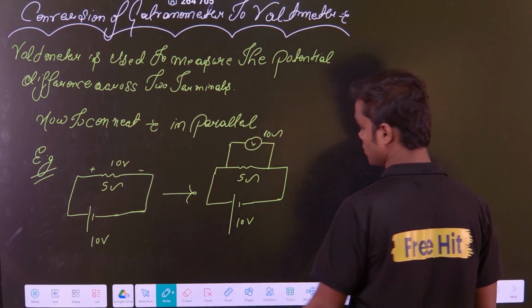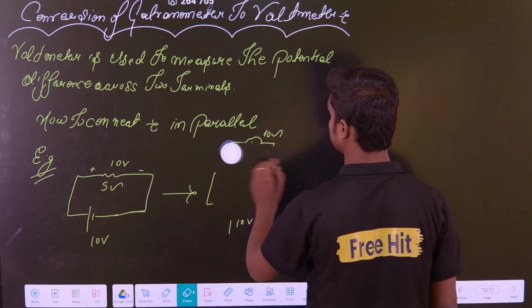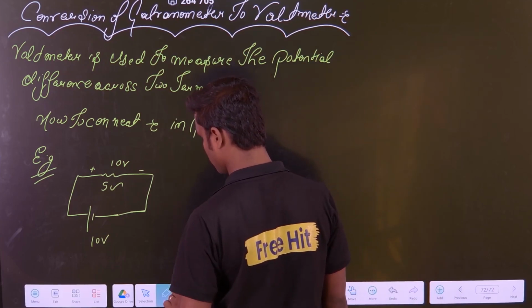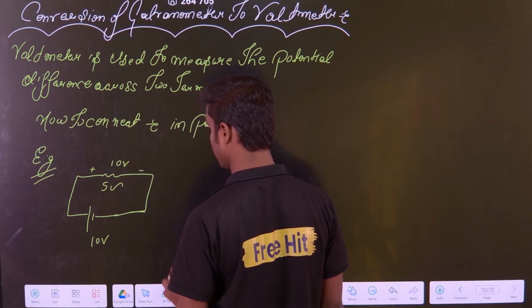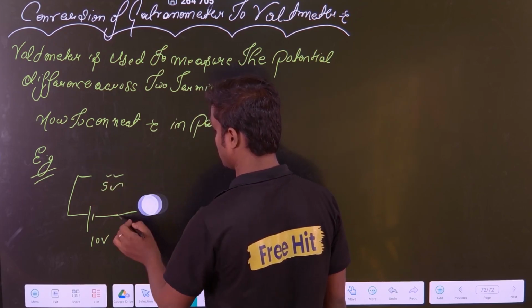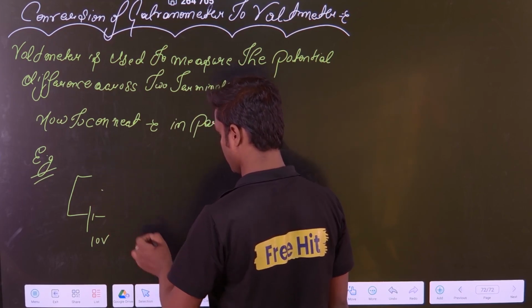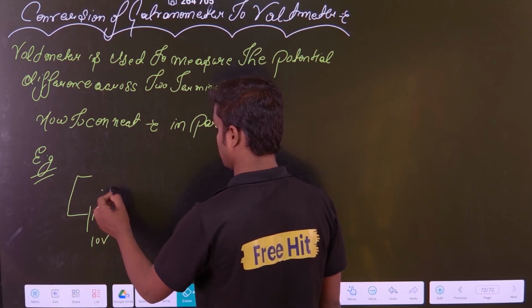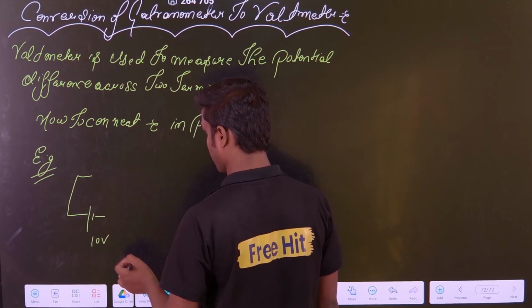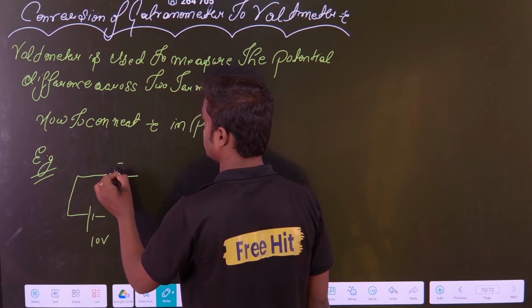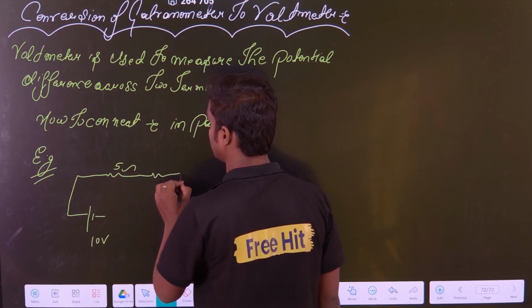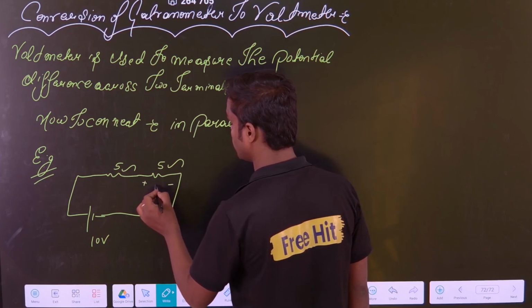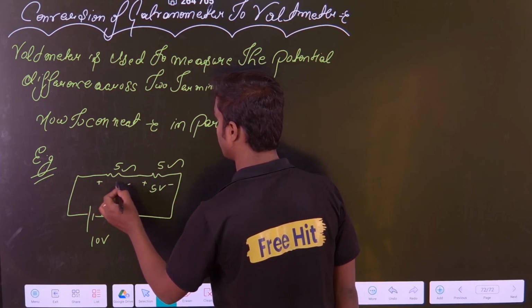But let me change the slide. In this example the change will not be visible, so this example is not appropriate. Let us take one more example so it will be more clear. Suppose 5 ohm and that is also 5 ohm. Then here the voltage will be 5 volt and here the voltage will be 5 volt.